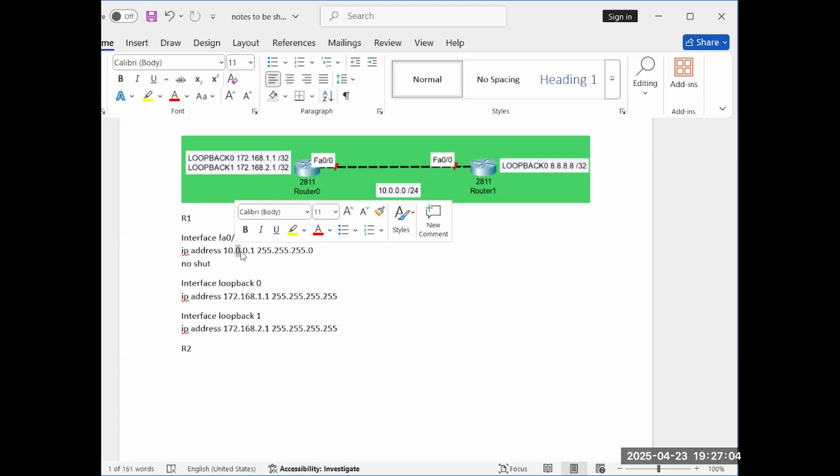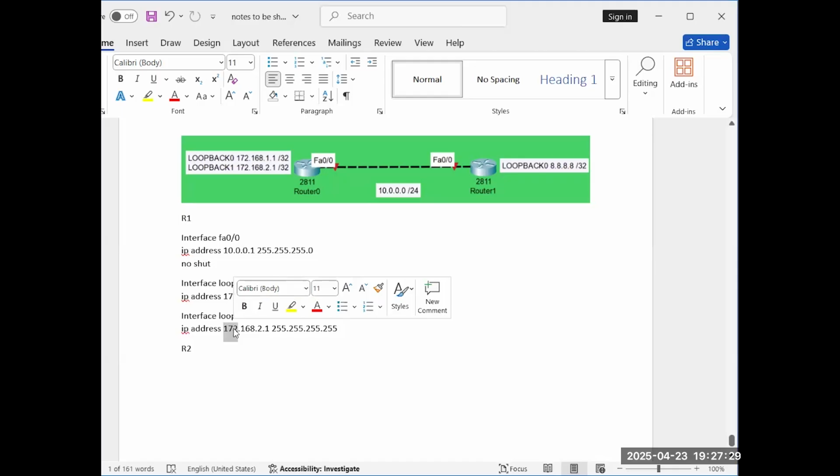But by pinging this 10.0.0.1 IP, if I'm not getting a reply to the ping request, does it mean the router is down? No. That interface can be down. I need to verify if that interface alone is down or the entire router is down. How will I verify? For that, I will configure one more interface, a logical interface, a loopback interface with an IP address.